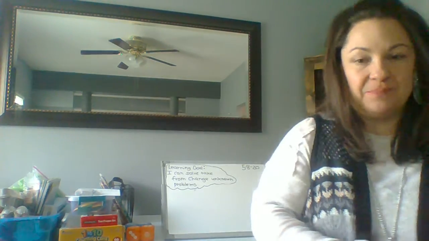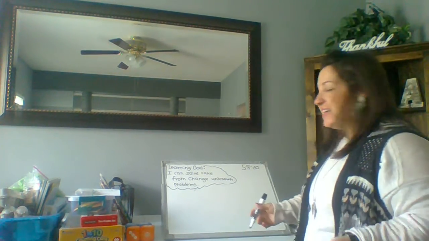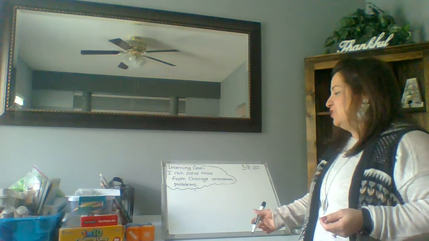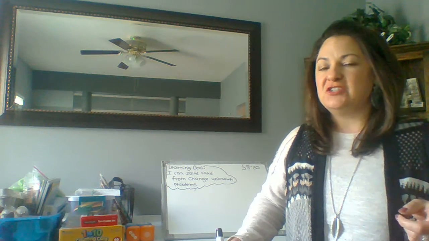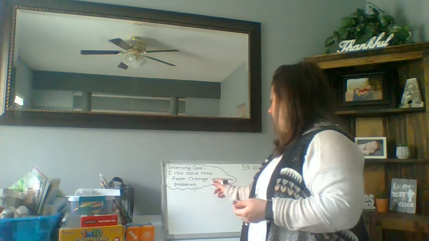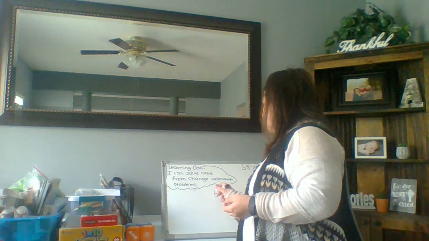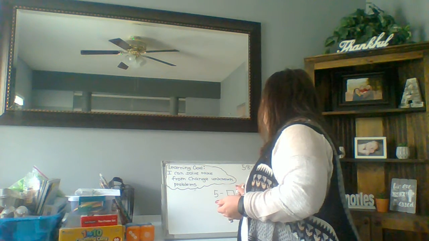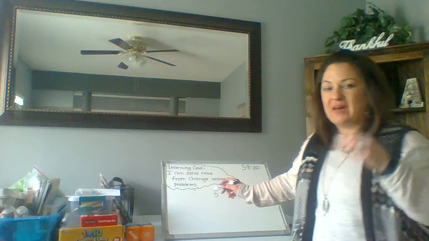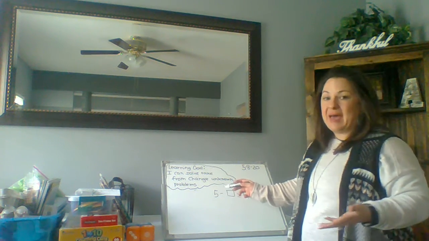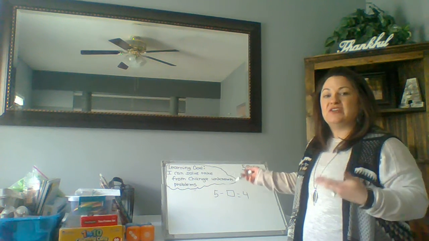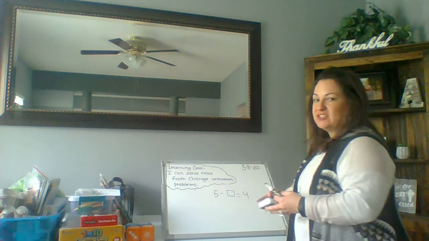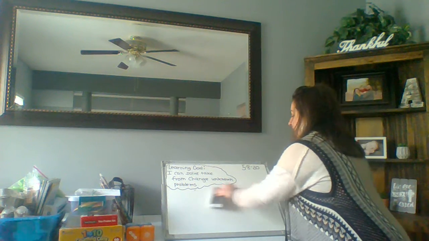So let's take a look at what our learning goal is for today. Our learning goal says I can solve take from, change unknown problems. Now, we've looked at those during number talk, but I just want to remind you what that looks like. If you have a take from, change unknown problem, it simply looks like this. So you have a number, something happens, you take something away, you don't know what, and then you get an end result, a new number. All right, so that's just to show you kind of what they're going to look like.